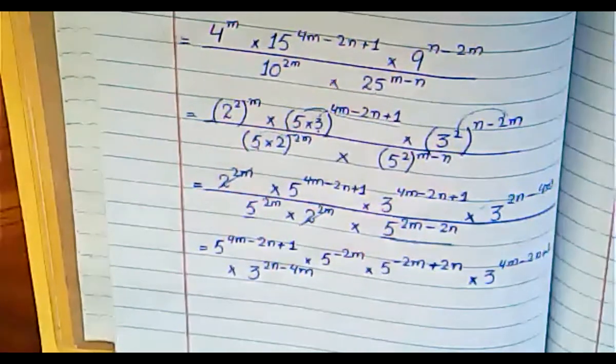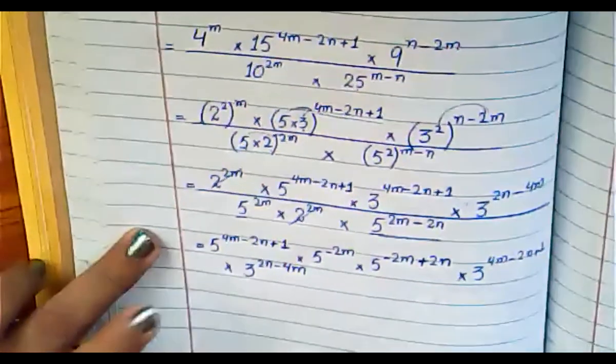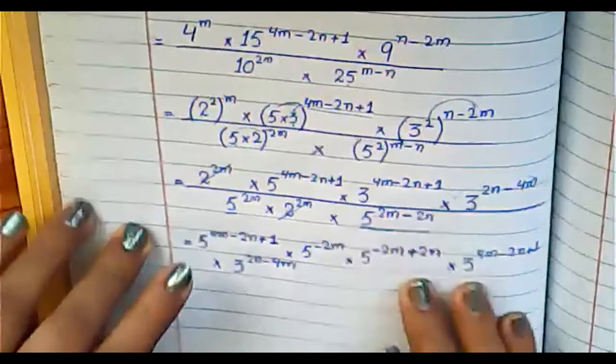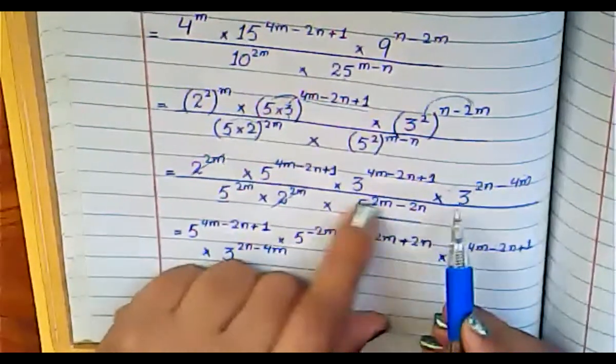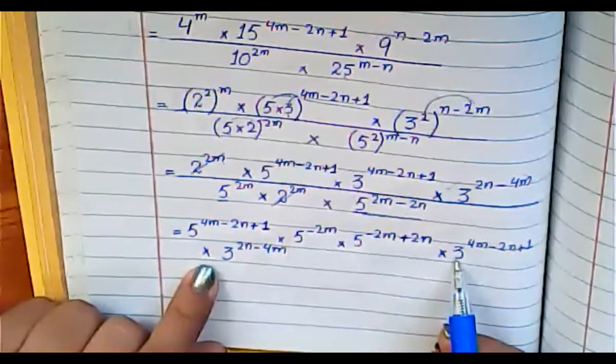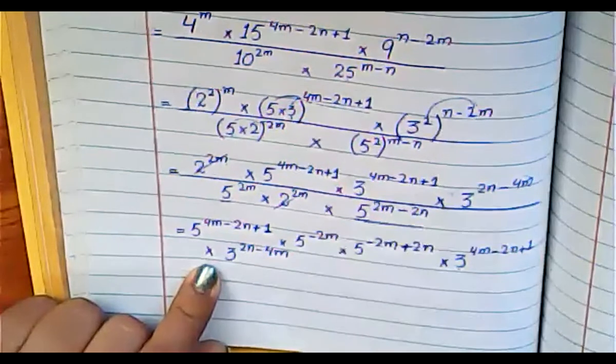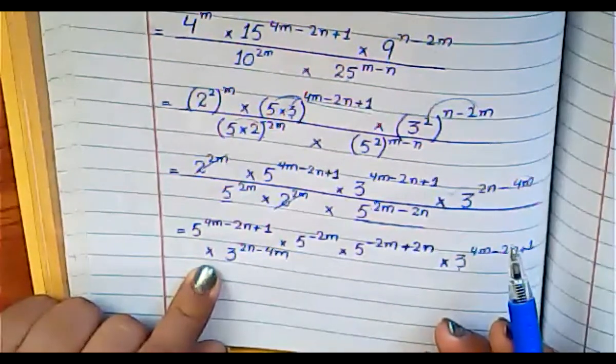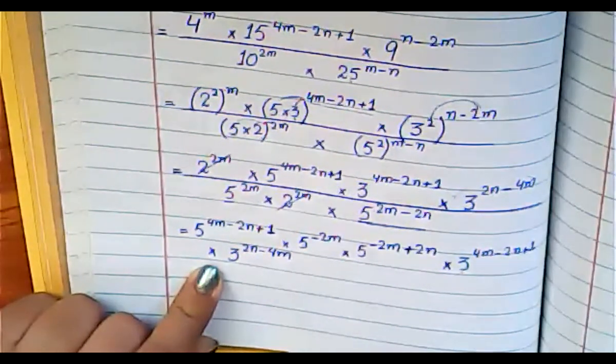Is this step clear, or should I repeat it again? I just wrote down the last two terms together without changing their sign. Why am I not changing the sign? Because they are on the numerator side. We are not shifting them towards the denominator.